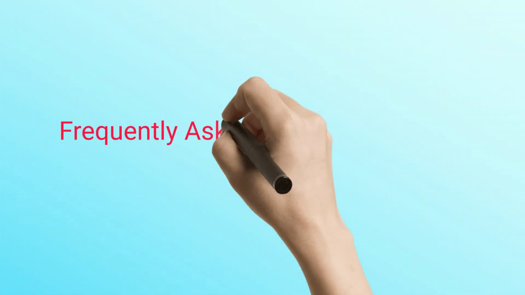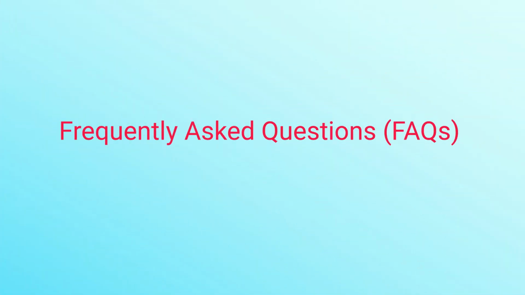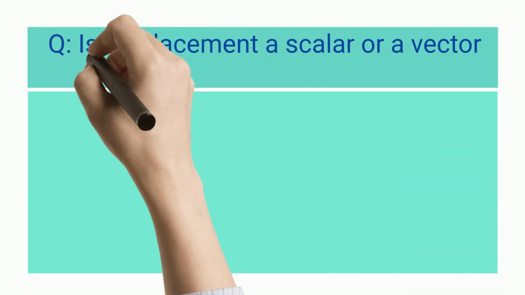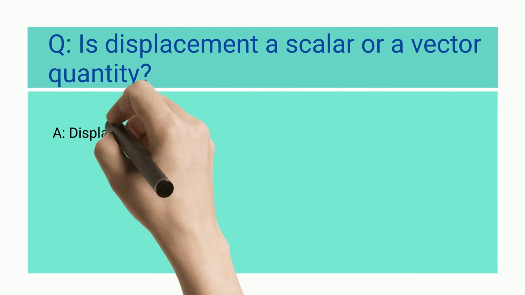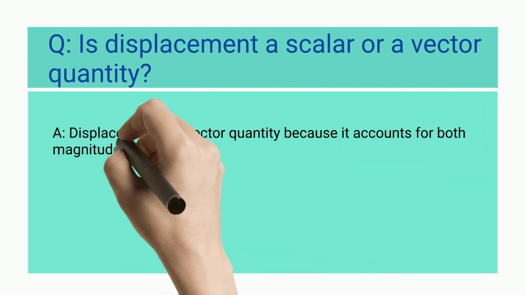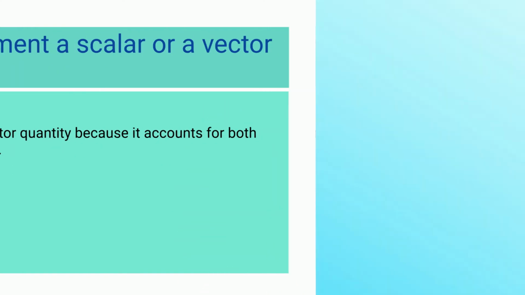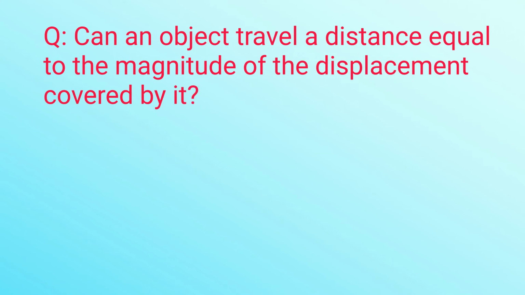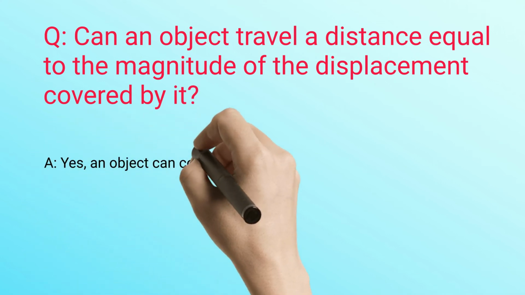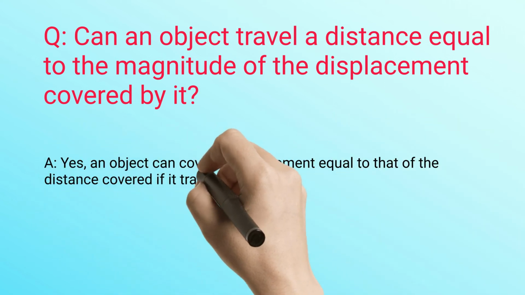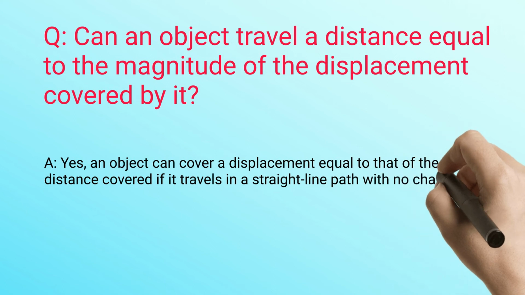Frequently asked questions, FAQs. Question: is displacement a scalar or a vector quantity? A. Displacement is a vector quantity because it accounts for both magnitude and direction. Question: can an object travel a distance equal to the magnitude of the displacement covered by it? A. Yes, an object can cover a distance equal to the magnitude of its displacement if it travels in a straight line path with no change in its direction.